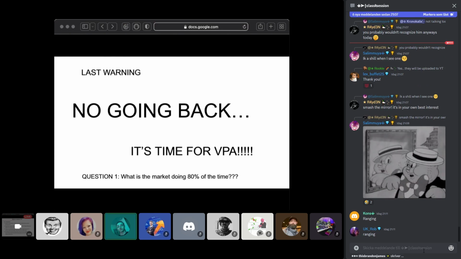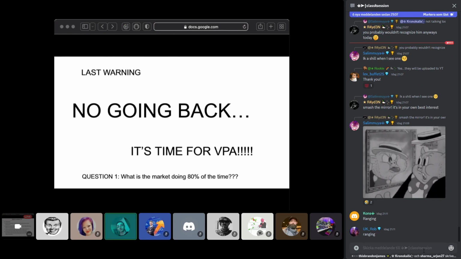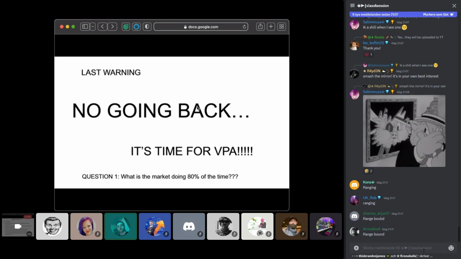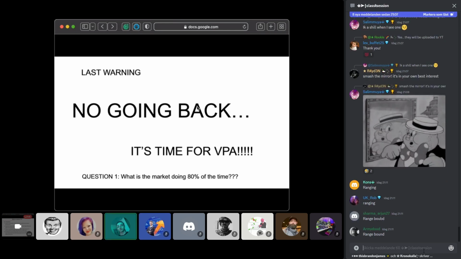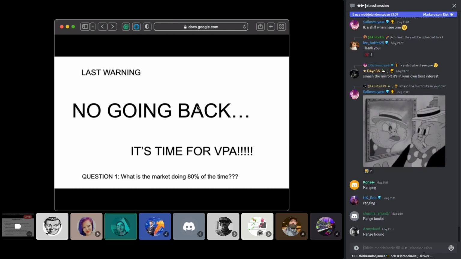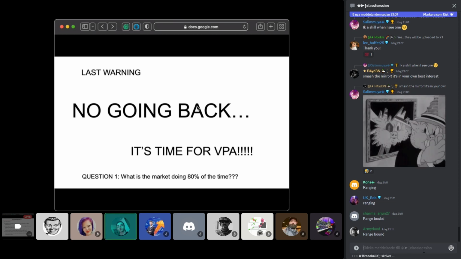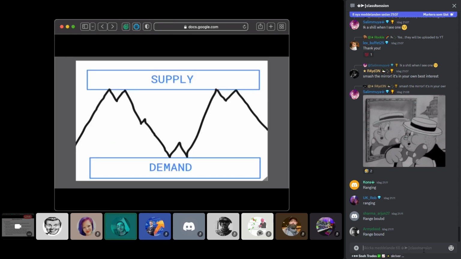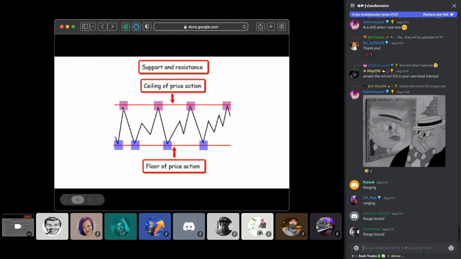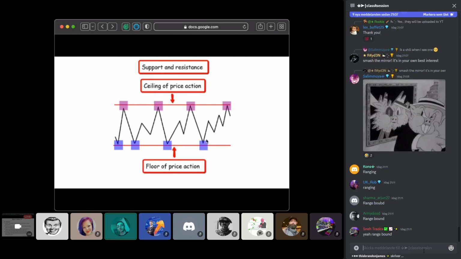Okay, Hans gets that one. I don't know who wants to keep track of it. Range bound, yep. Ranging, range bound, bracketing. Exactly, you got the idea. It's within that zone that we were going over before. It's simply just bouncing between supply and demand.